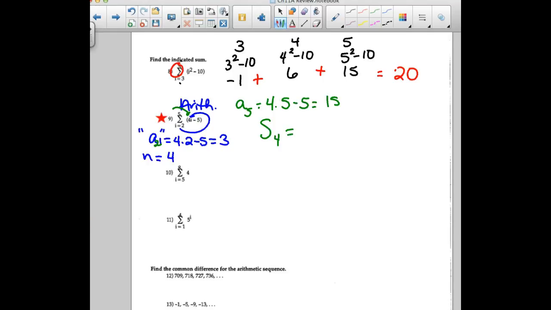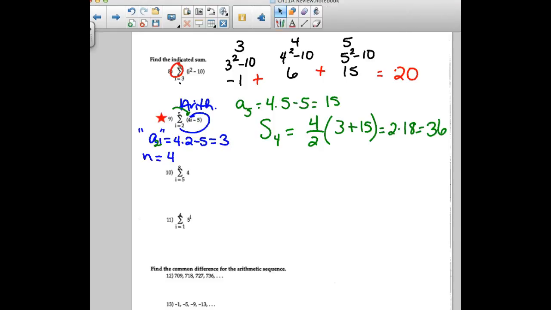To do our summation, we are going to have n divided by 2, so 4 divided by 2, times first term plus last term. First term we found was a 3, last term was a 15. So 4 divided by 2 would be 2, 3 plus 15 is 18, 2 times 18 would be 36. Now, we can also check that because we could calculate a sub 2, a sub 3, a sub 4, a sub 5 and add them all up. We still should get 36 for an answer.